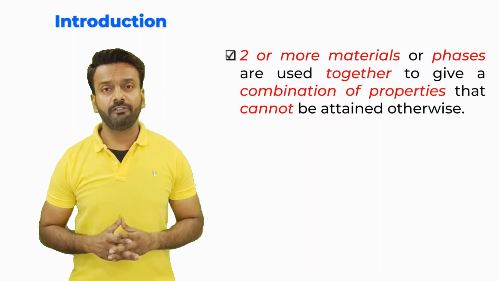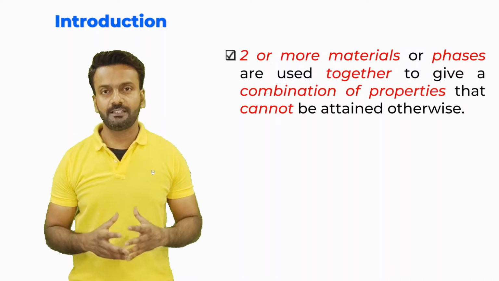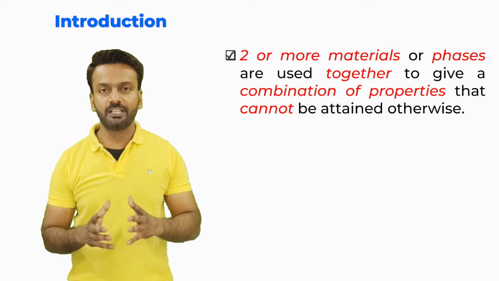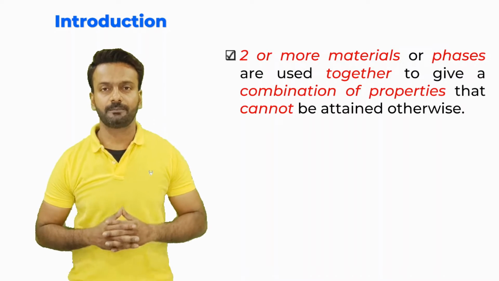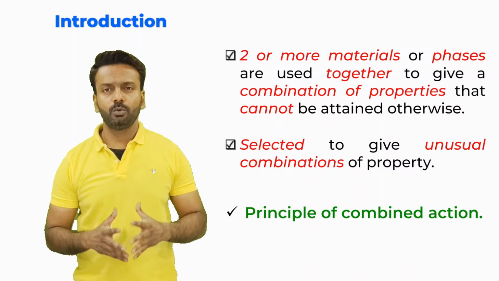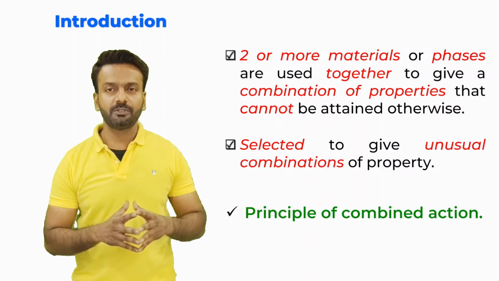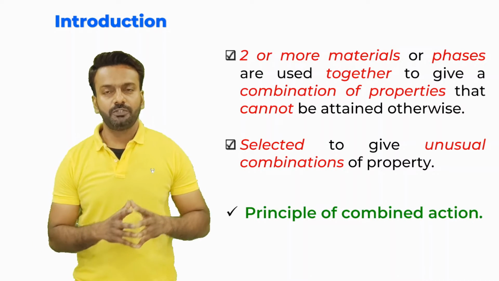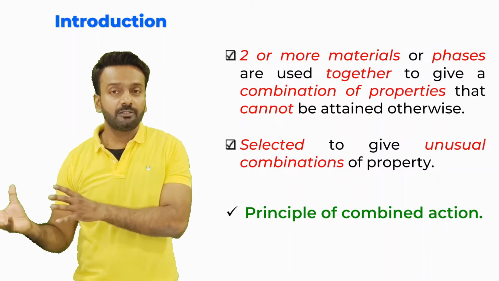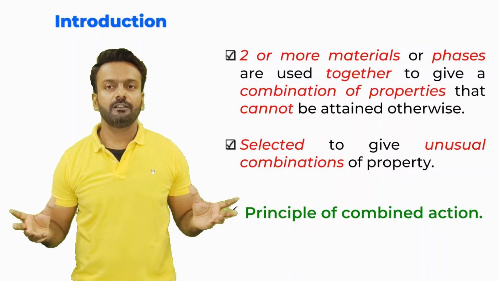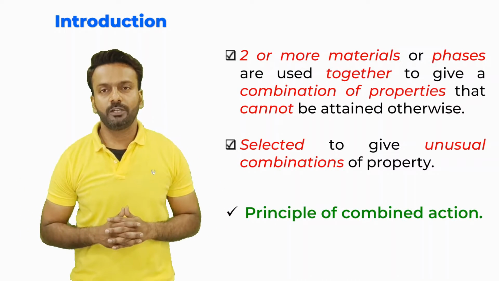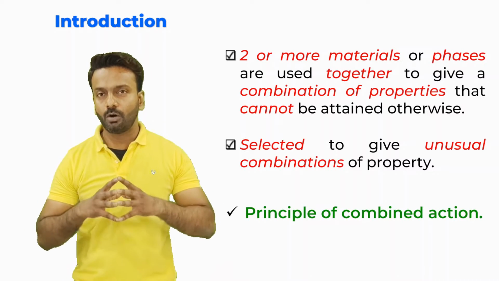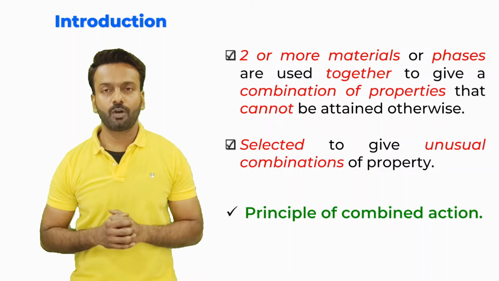Composite materials are made when two or more materials or phases are combined together to get a unique set of properties which cannot be achieved otherwise by the individual materials or phases. Mainly, composite materials are made to get a unique set of properties, and this principle is called the principle of combined action. When individually you see a material, it has certain properties, and another material has certain properties, but when we want both the properties combined together, we cannot get them in one particular material. Therefore we combine these two materials or phases and we get a unique set of properties.